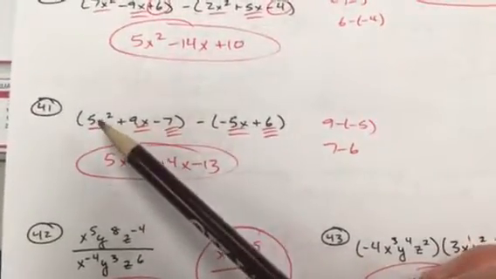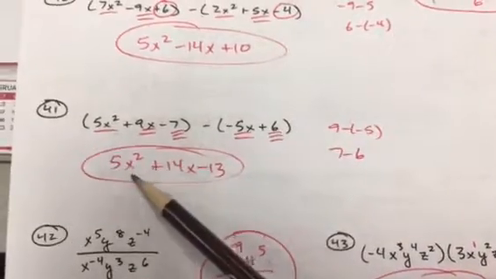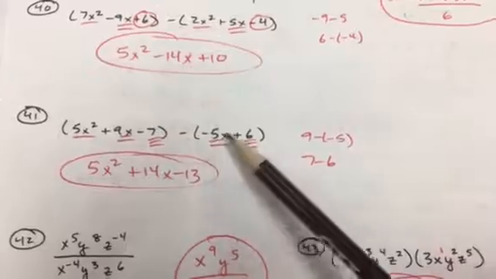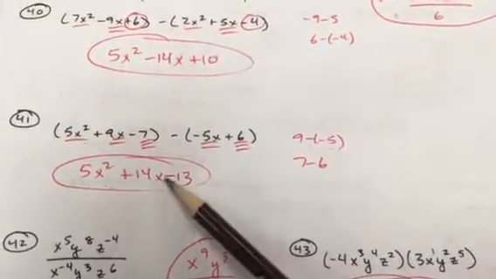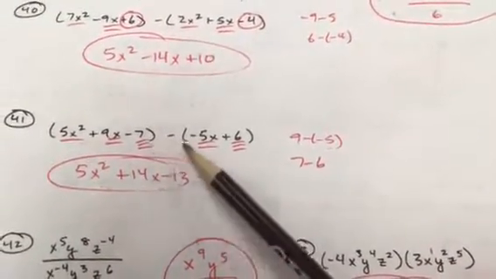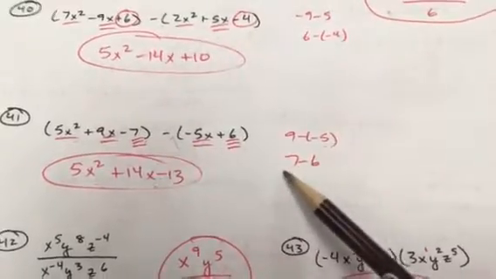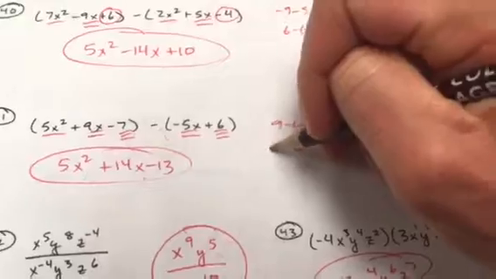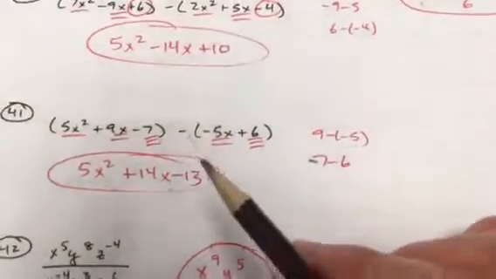41, you're doing the same thing, only the 5x squared is all by itself, so 5x squared. You then have 9x minus a negative 5x. 9 minus a negative 5 is a positive 14x. You have negative 7 minus 6, negative 7. That should be a negative 7, not a positive 7. Negative 7 minus 6 is a negative 13.